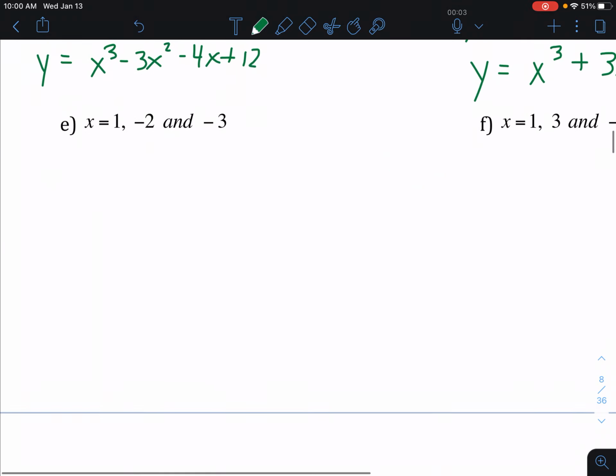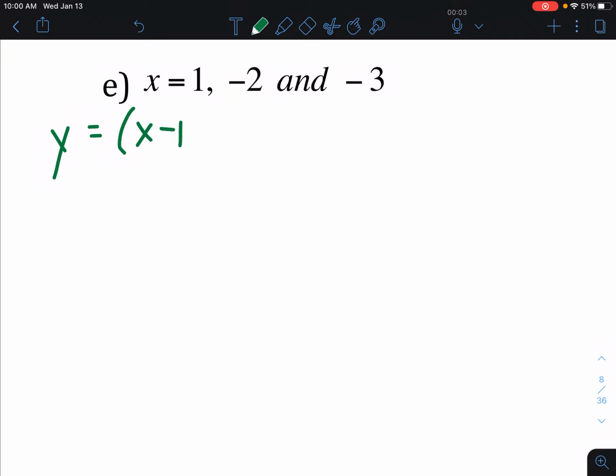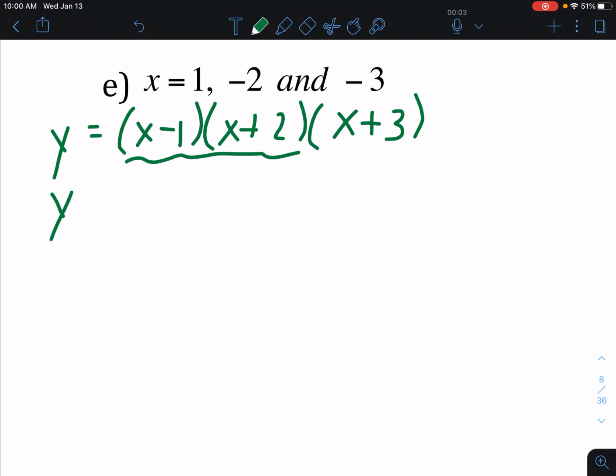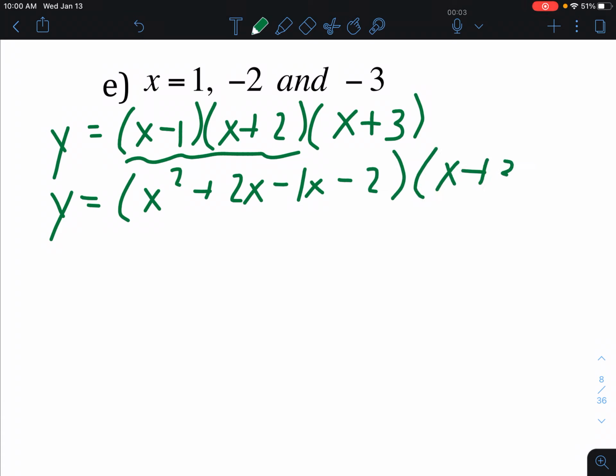Okay, let's get more practice in. Letter E. Remember opposites in parentheses, x minus 1, x plus 2, x plus 3. Worry about the first 2, we're going to FOIL those out. So first, outer, inner, and last. And then we're going to combine like terms right here. Add those up. Plus 1x.